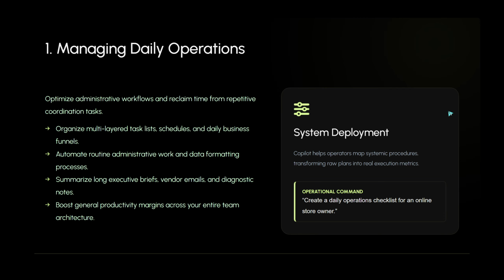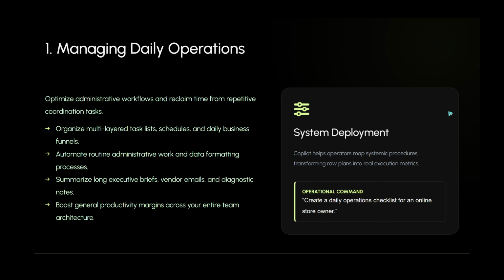Let's start with daily operations. Copilot can help you organize tasks, schedules, and workflows so your day feels more structured and less overwhelming. You can use it to create checklists, map out recurring responsibilities, and automate routine administrative work. It's also useful for summarizing meetings, emails, and documents, which means you spend less time reviewing information and more time acting on it. A simple prompt like "Create a daily operations checklist for an online store owner" can give you a strong starting point. From there, you can adjust the output to match your business and team.